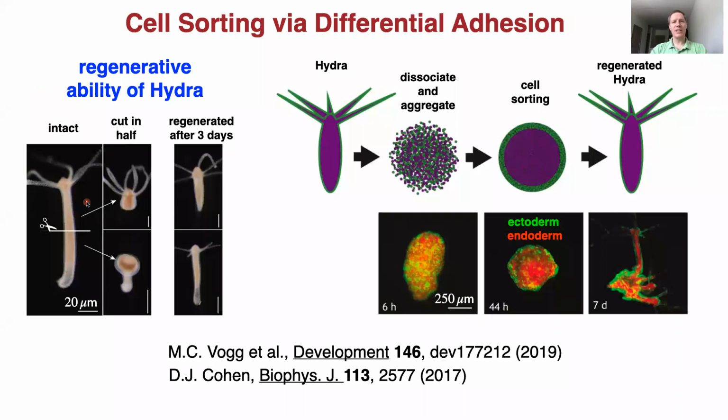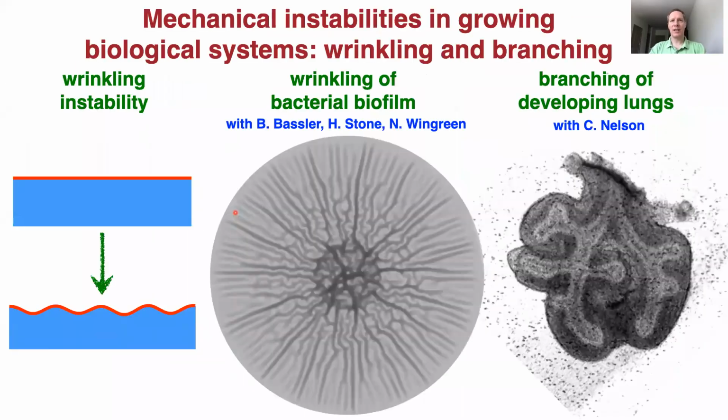Okay, so now let's move on so that we have some more time for other parts. First, I'm going to briefly comment about the nature of the wrinkling instability, on the origin and what sets the wavelength. Then I'm going to comment on the wrinkling of the bacterial biofilm, which was done in collaboration with Bonnie Bassler, Howard Stone, and Ned Wingreen here at Princeton. And then I'm also going to comment about the branching of the developing lungs, which was done together with Celeste Nelson, also here at Princeton, right?